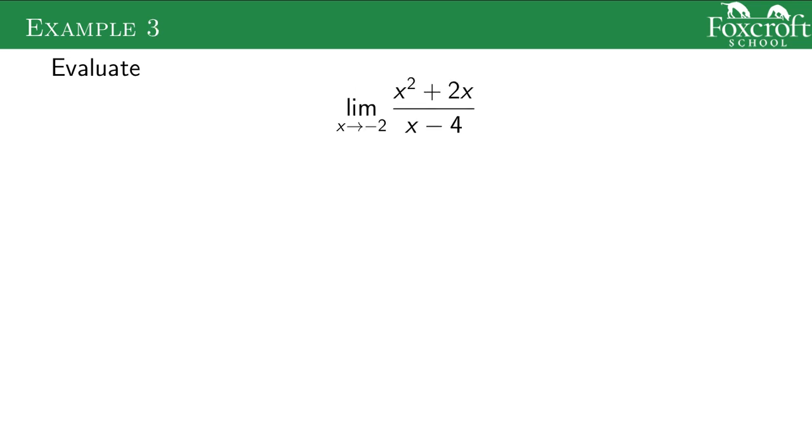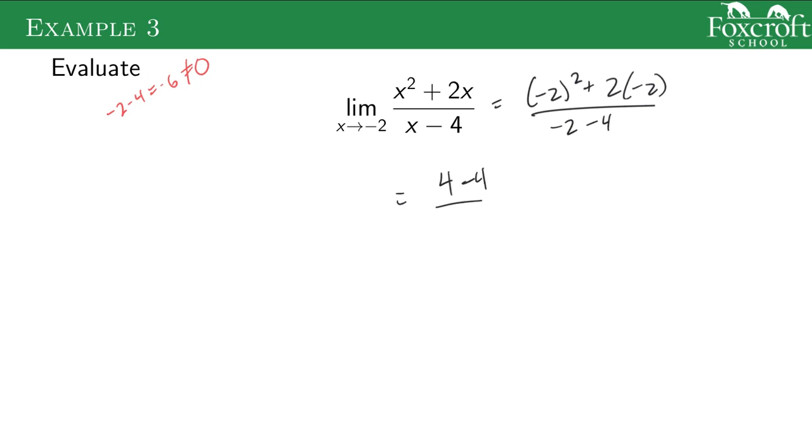All right, evaluate this limit. If you're evaluating a limit with a rational, the first thing you want to do is look at the bottom. So on the bottom, -2 minus 4, if I plug that in, I get -6, which is not 0. And as long as it's not 0, I can do the same thing I just did in the last example. Take this limit, just put in -2 for all my x's, and just simplify. So -2 squared is +4. 2 times -2 is -4.